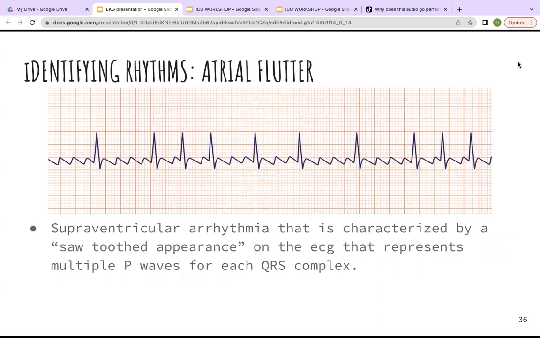A flutter. So it's a supraventricular arrhythmia that's characterized by that sawtooth appearance. So if you had a test and it said, identify this rhythm, what is differentiating this rhythm from just regular AFib is this sawtooth appearance.